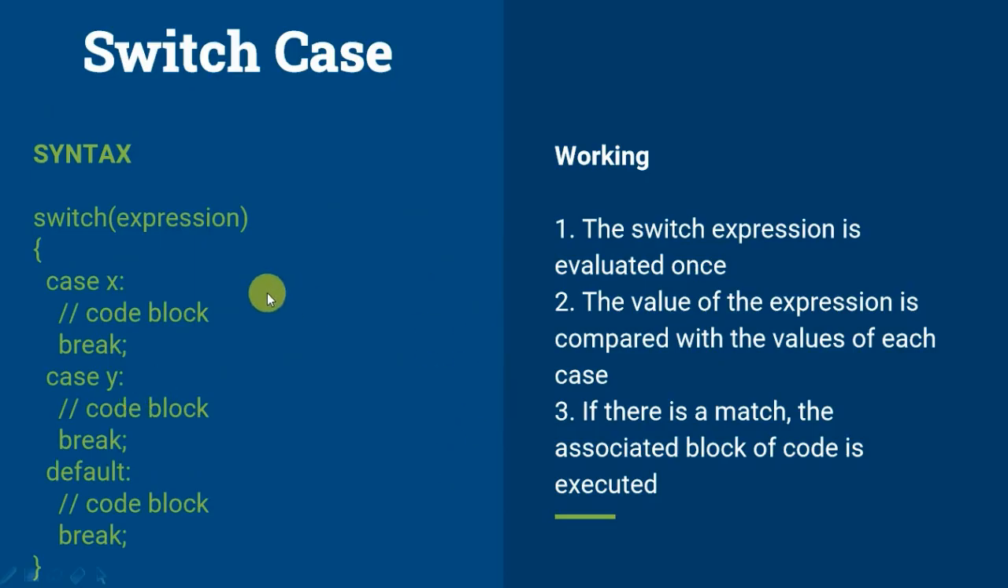Here you can see the switch expression is evaluated once. The value of the expression is compared with the values of each case. If there is a match, the associated block of code is executed, otherwise it will come out. Now there are two things, break and default, that I have mentioned over here. I will tell you about it later on. Let's look into an example.